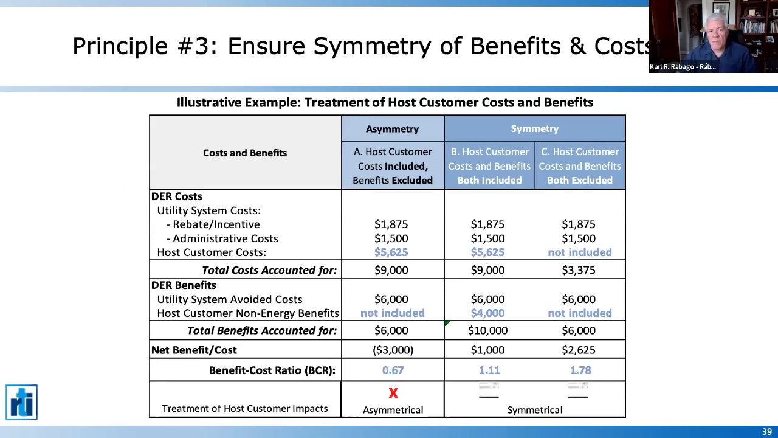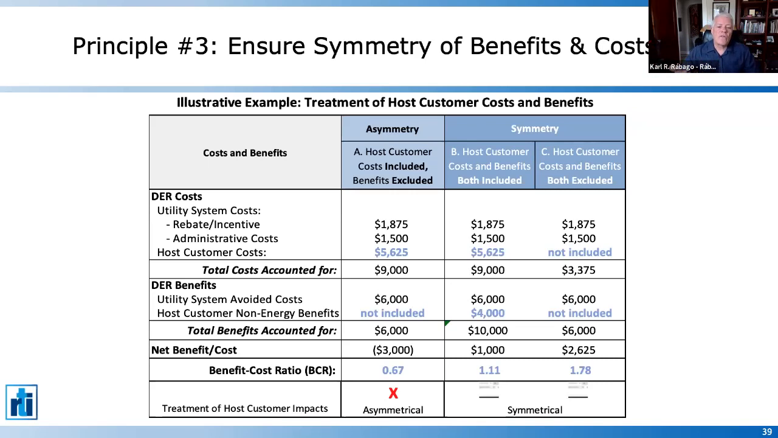Principle 3 is about symmetry. What it basically says is that you try to do this in an even-handed way. And we used an example here. There's actually 3 examples, and let me talk you through them, starting from the right to the left, okay? First of all, we got a program with some hypothetical numbers here, okay? It's got incentive costs, it's got administrative costs. Those are the same no matter what anybody's doing.